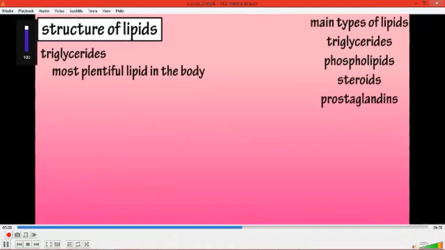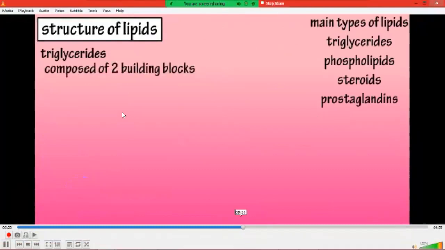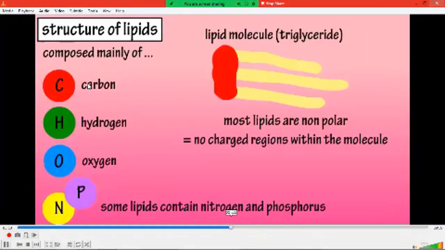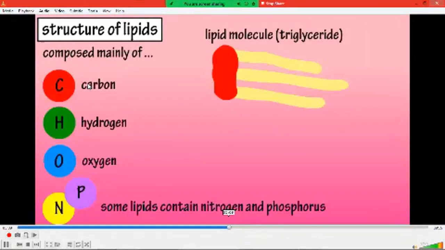Triglycerides are the most plentiful lipid in the body, and they're composed of two building blocks.